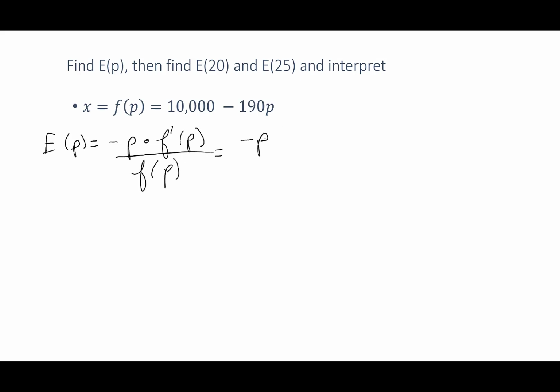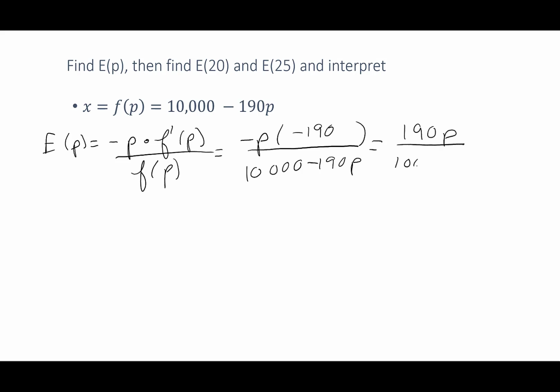Negative p, there's nothing to do. The derivative: 10,000 is a constant, negative 190p gives me negative 190, and then I just rewrite 10,000 minus 190p. Negative times negative is positive, so I have 190p over 10,000 minus 190p. Now let's look at our two numbers. We have E of 20, we also have E of 25.